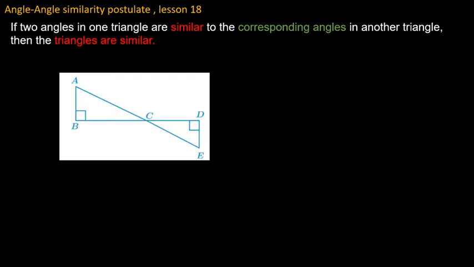So let's look at this example. Say you were given this diagram and you were asked whether you could use the angle-angle similarity postulate to establish whether your triangles are similar. In this case, we'd be talking about triangle ABC and triangle CDE.